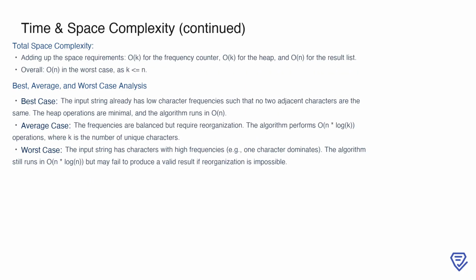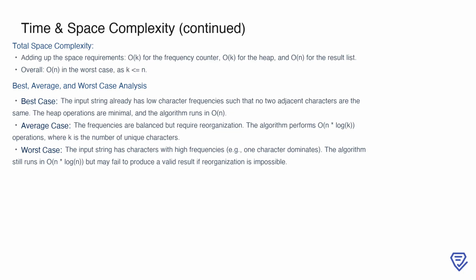Adding these components together, the total space complexity is O(k) for the frequency counter, O(k) for the heap, and O(n) for the result list. Since k is less than or equal to n, the overall space complexity is O(n) in the worst case. Now, considering best, average, and worst case scenarios, the best case occurs when the input string already allows easy reorganization, such that no two adjacent characters are the same. Here, the heap operations are minimal, and the algorithm runs in O(n).